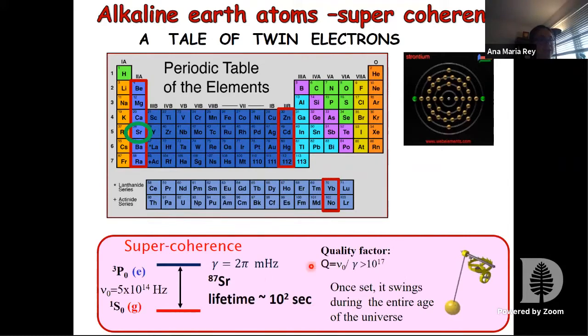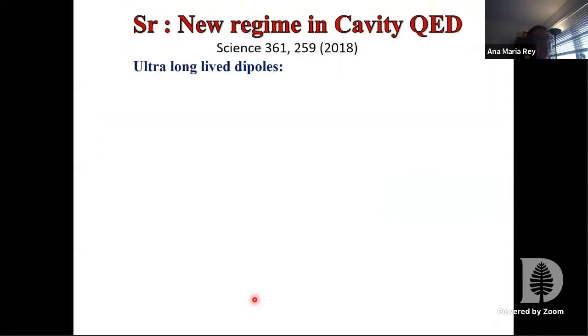In fact, they have a quality factor comparable to a pendulum. I mean, a quality factor of 10 to the 17, the ratio between the vibrational energy and damping. So the energy difference, this energy splitting that is optical, compared to the damping that is only millihertz. Very long lifetime, and this factor can be as large as 10 to the 17. So it's a pendulum that, when set to swing, would swing for the entire age of the universe. So these are why these atoms are so fantastic, and this is the basis of atomic clocks.